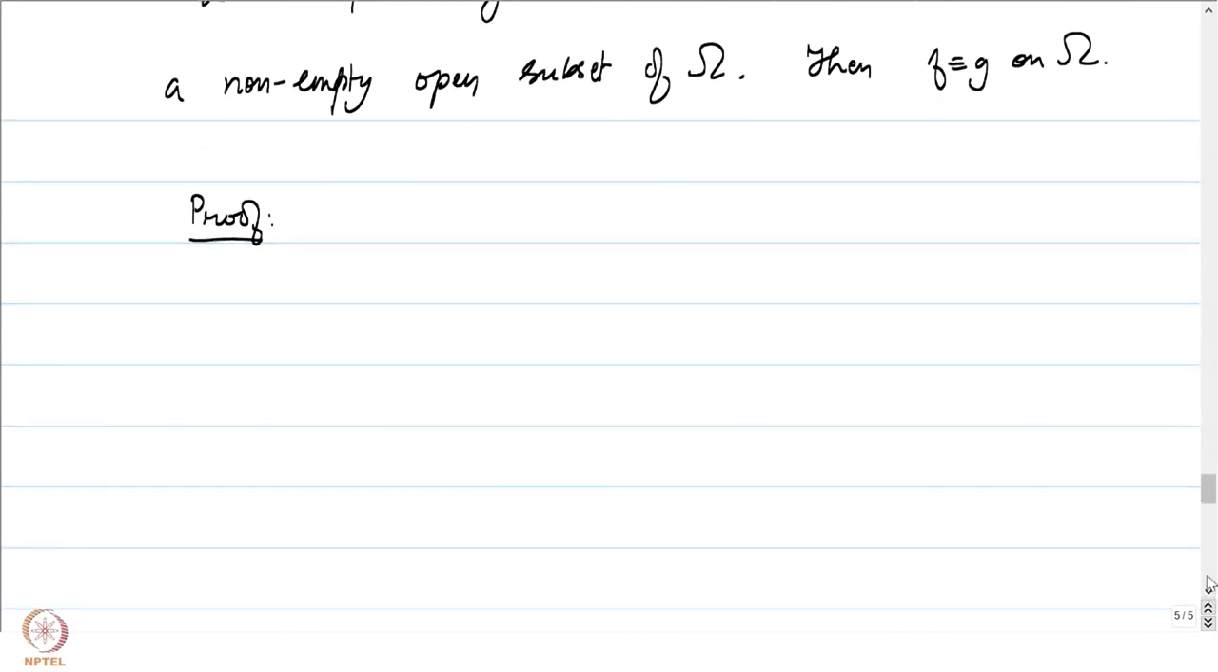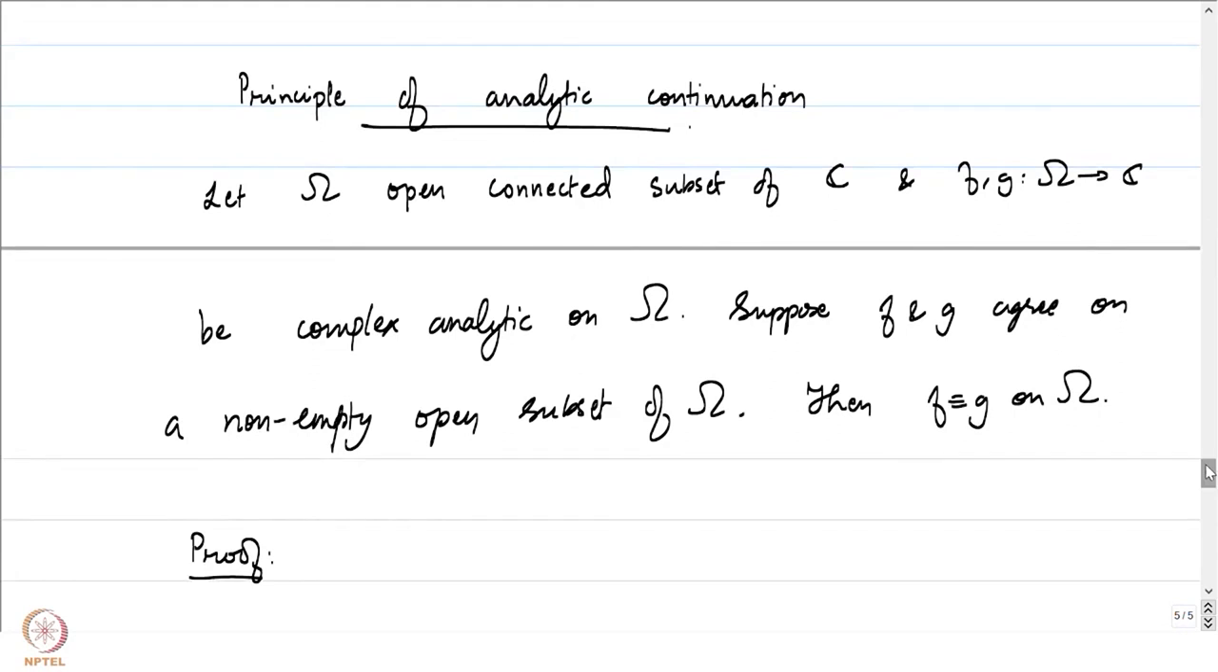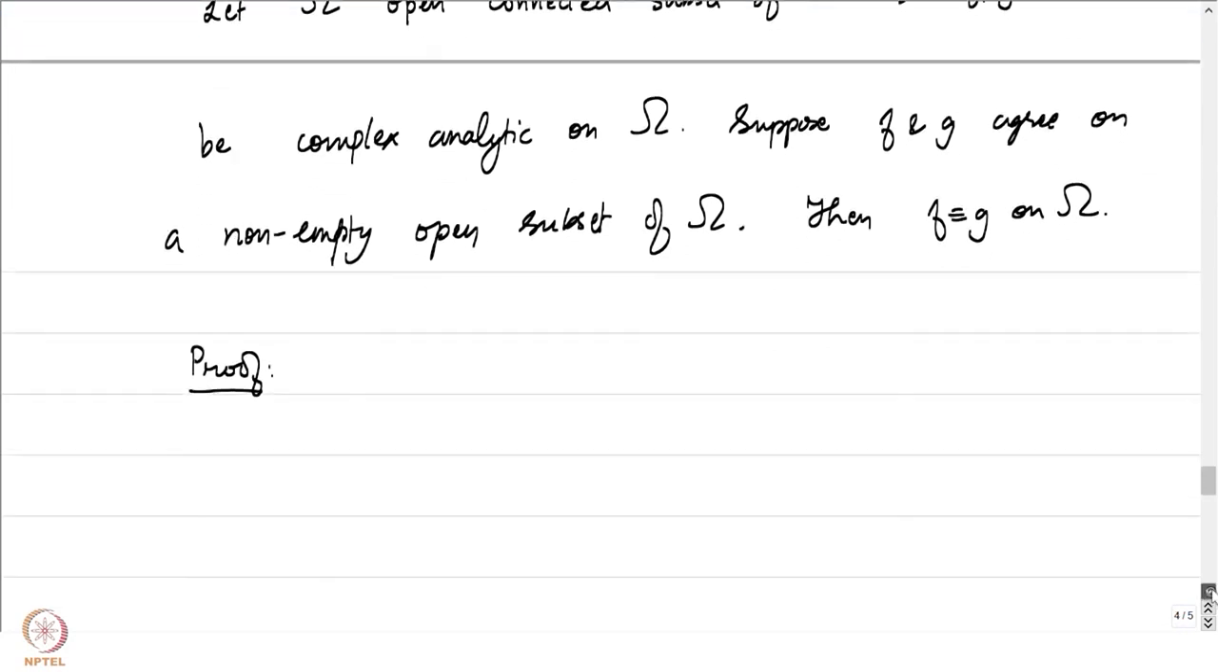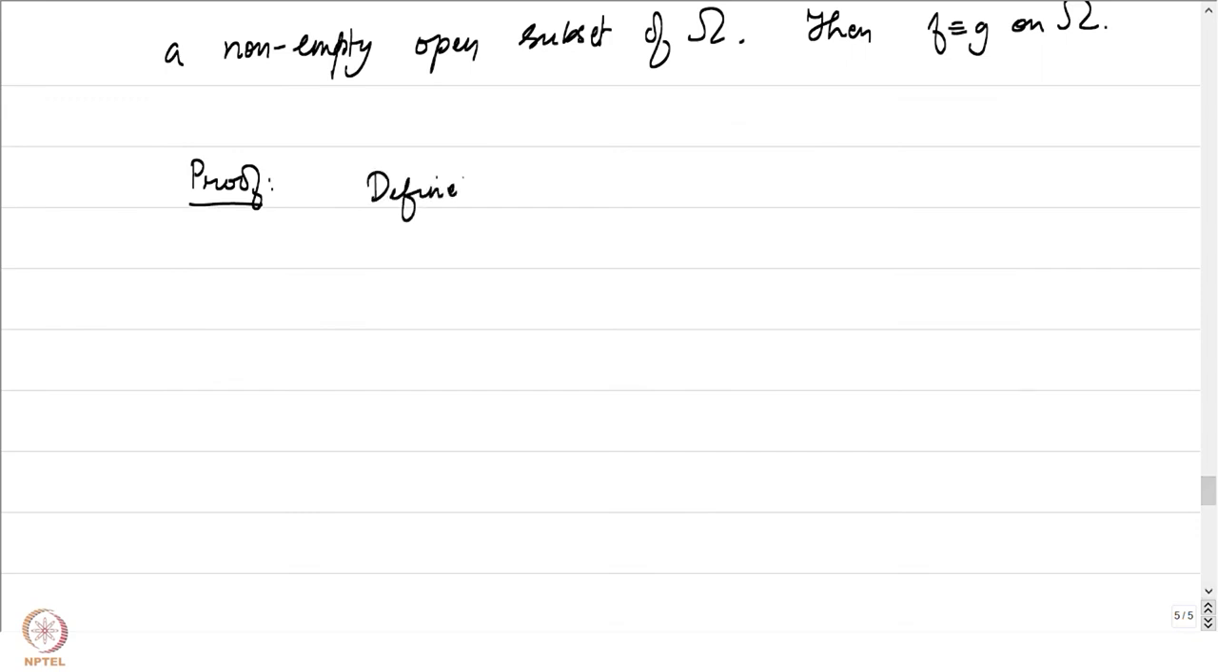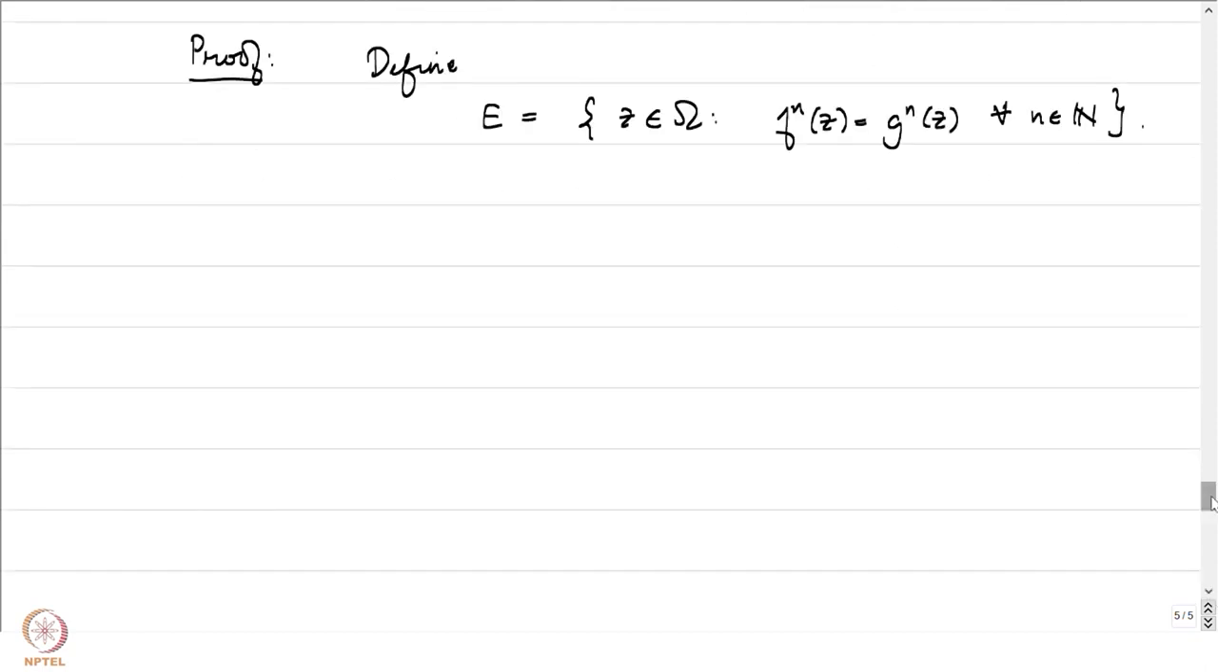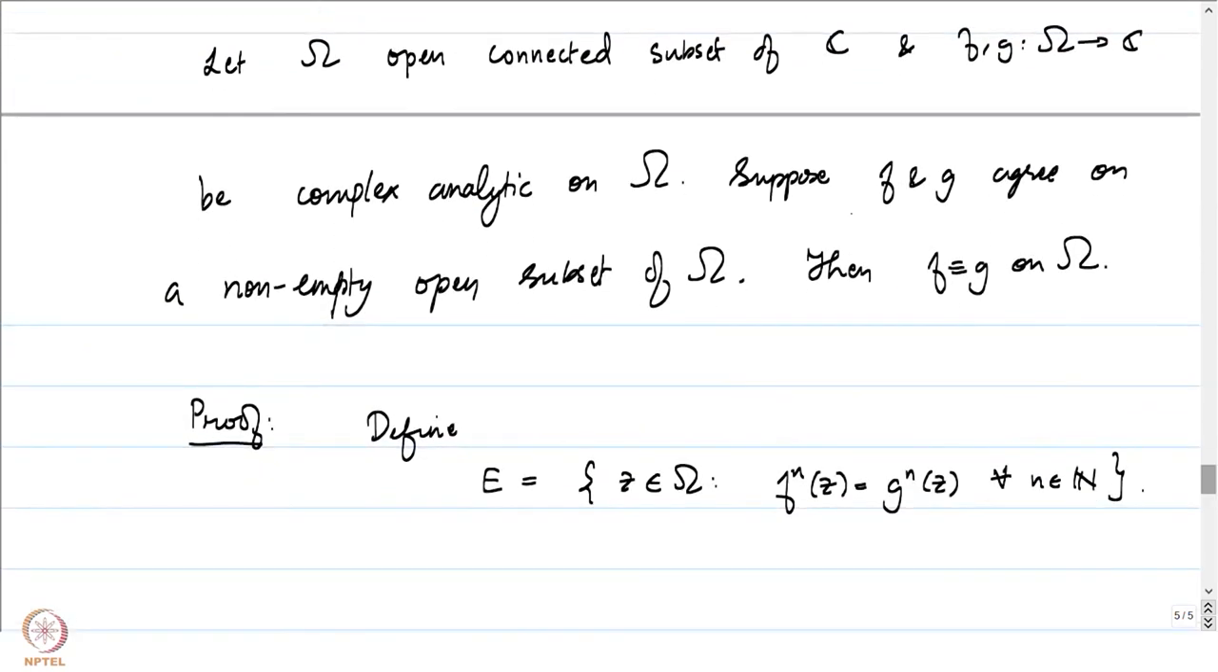The key fact is to use the connectedness of our domain omega. The fact that omega is open connected is going to be used crucially. And how do we do that? Define the set E to be the set of all those points z in omega such that the derivatives of f at the point z coincide with the derivatives of the function g at the point z. So, this is the set of all z such that f^(n)(z) is equal to g^(n)(z) for all n in natural numbers. If you notice, the hypothesis tells us that f and g agree on a non-empty open set, and therefore the set E is non-empty.